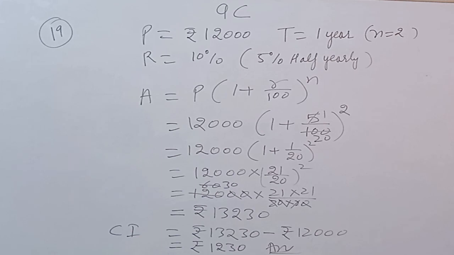So A equal to P into 1 plus R upon 100 to the power n, the formula for finding the amount. So put the value: 12,000 into 1 plus 5 upon 100 to the power 2. 5 20s are 100. So 1 plus 1 upon 20 will give 21 upon 20, and the power is 2. So 12,000 into 21 upon 20, the whole square. 12,000 into 21 upon 20 into 21 upon 20. When we solve it, we will get rupees 13,230. So CI will be 13,230 minus 12,000, that is rupees 1,230. So in that manner you will do question number 19.